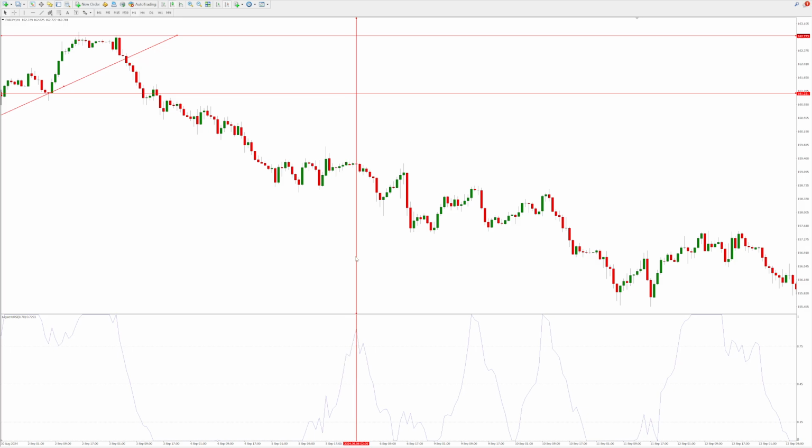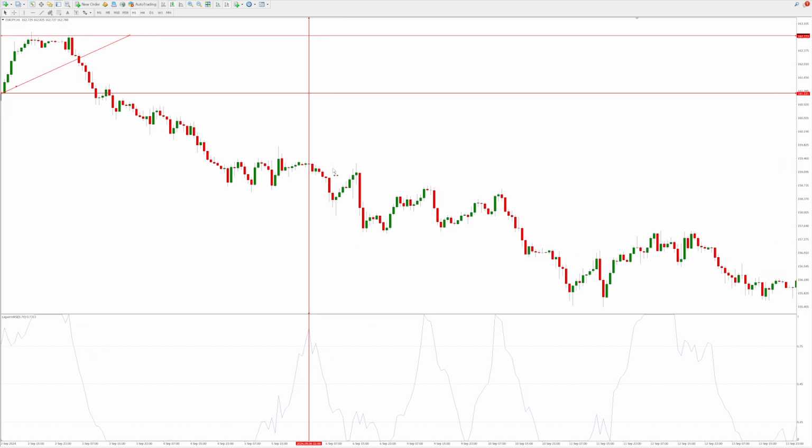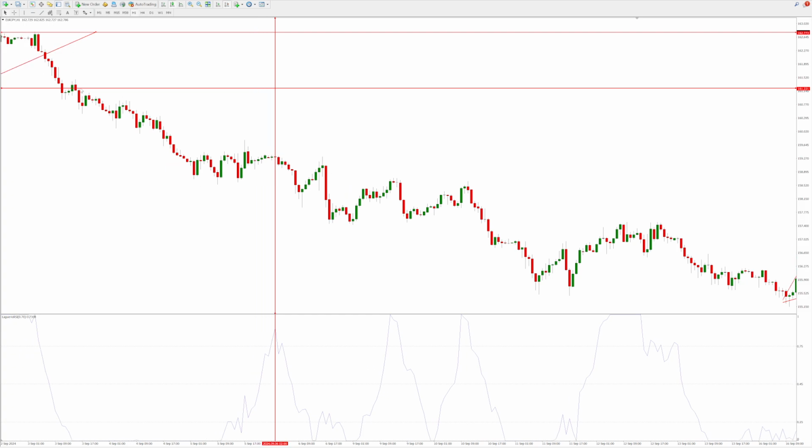so pullback above into the oversold zone, that would have actually been a really good trade to enter on this trend, with plenty of pips to be had, 300 odd.